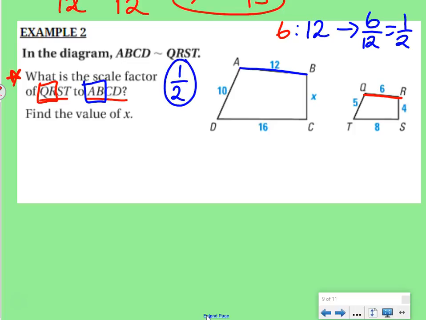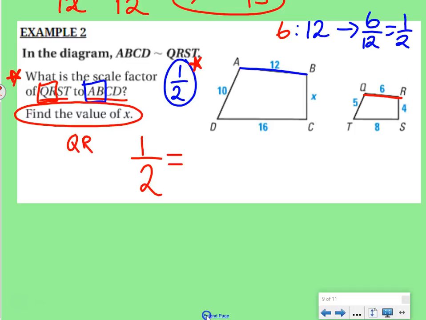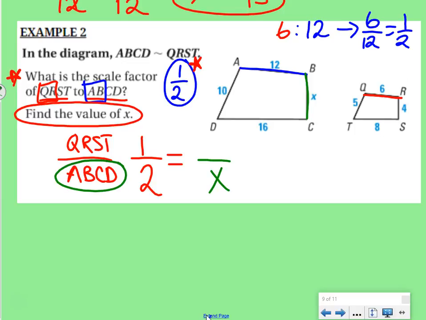Now we want to find the value of x. Well, since we have our scale factor, we can use that to help us set up a proportion. We know that the scale from QRST to ABCD is 1/2. So let's pick the side x, because that's what we want to find, BC. And that's going to go on the bottom because it's part of ABCD. Then on the top, we need the corresponding piece to x, which would be RS. So we would put 4 on top. Solve for x using cross multiplication. X equals 8.